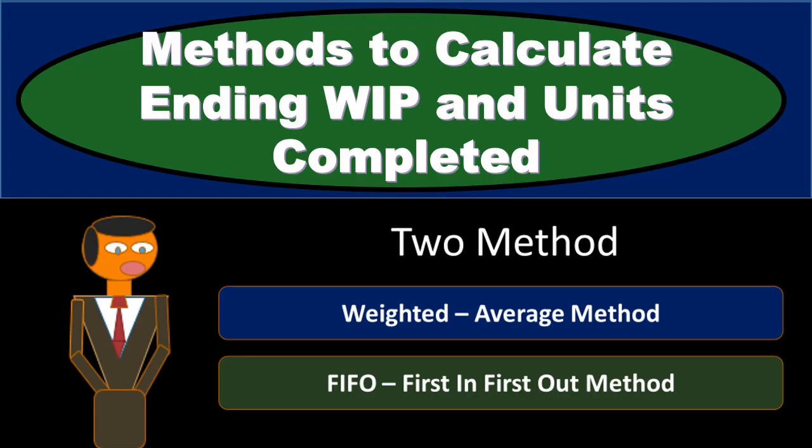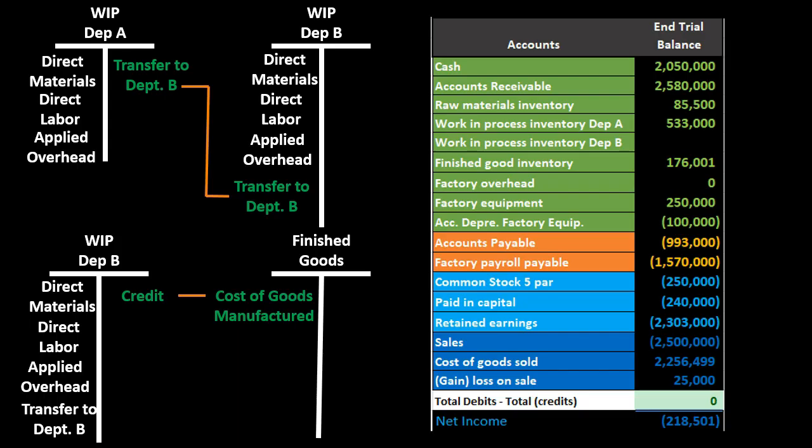In this presentation, we will discuss methods to calculate ending work in process and units completed. In a prior presentation, we went through the flow of inventory from raw materials to the finished goods inventory, and then the sale of that inventory and the expense of it in the format of cost of goods sold. As we did that, you'll note that we had times when we had to transfer from Department A, for example, to Department B in our process cost system, and from Department B to the finished goods. The journal entry to transfer from Department A to Department B would be to credit Department A and debit Department B, in essence decreasing Department A and increasing Department B.